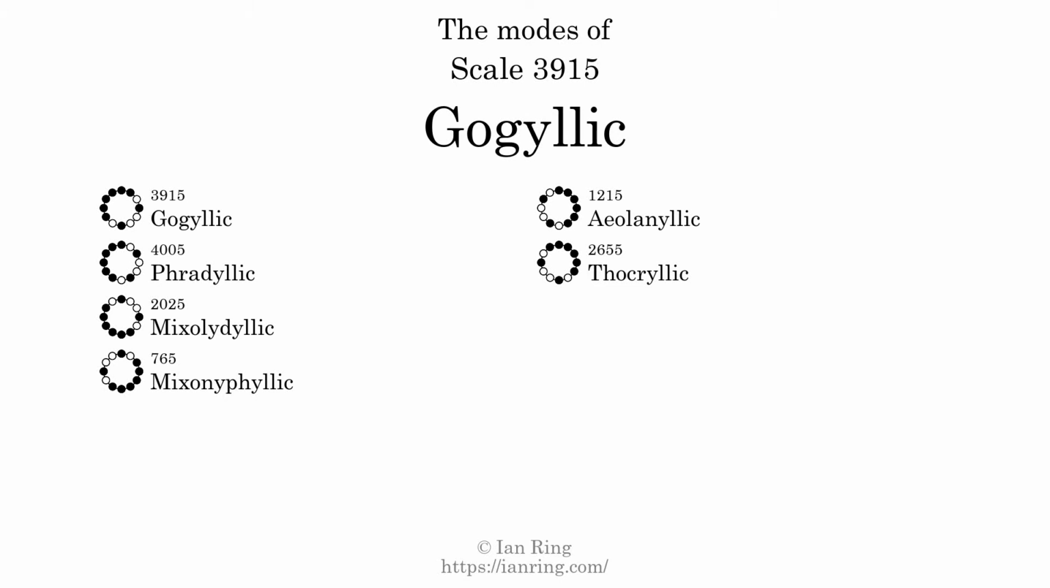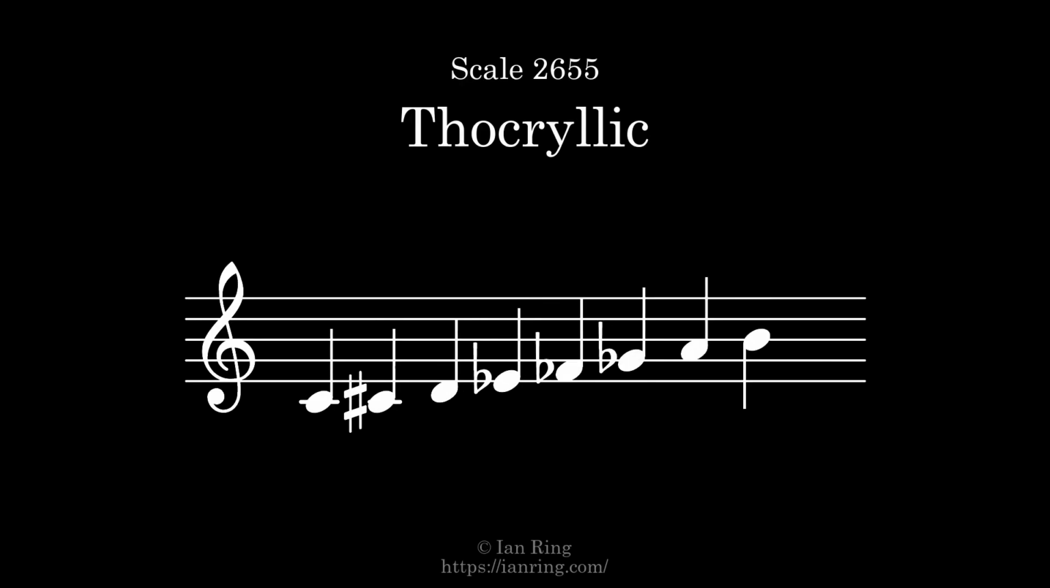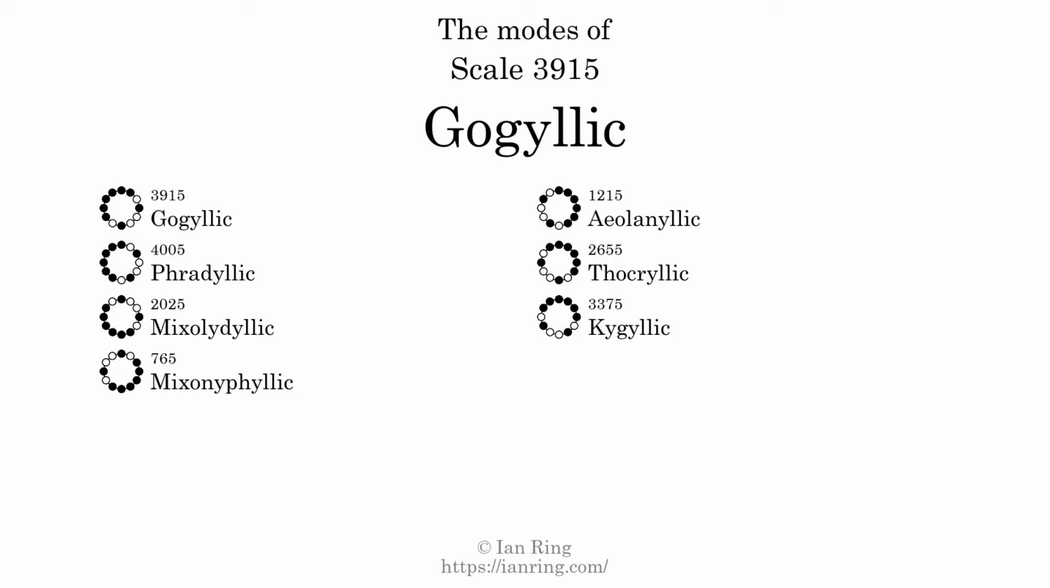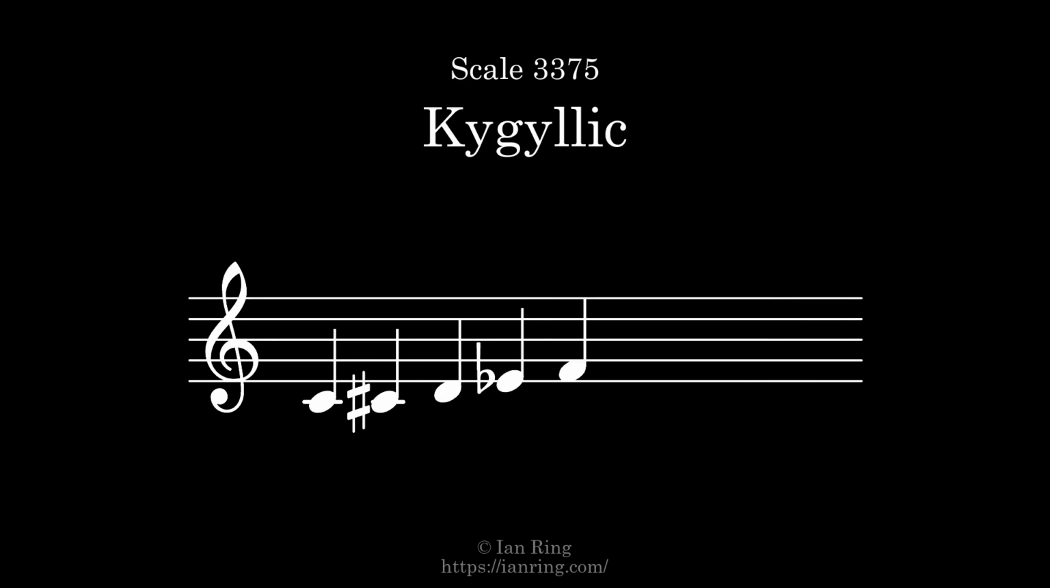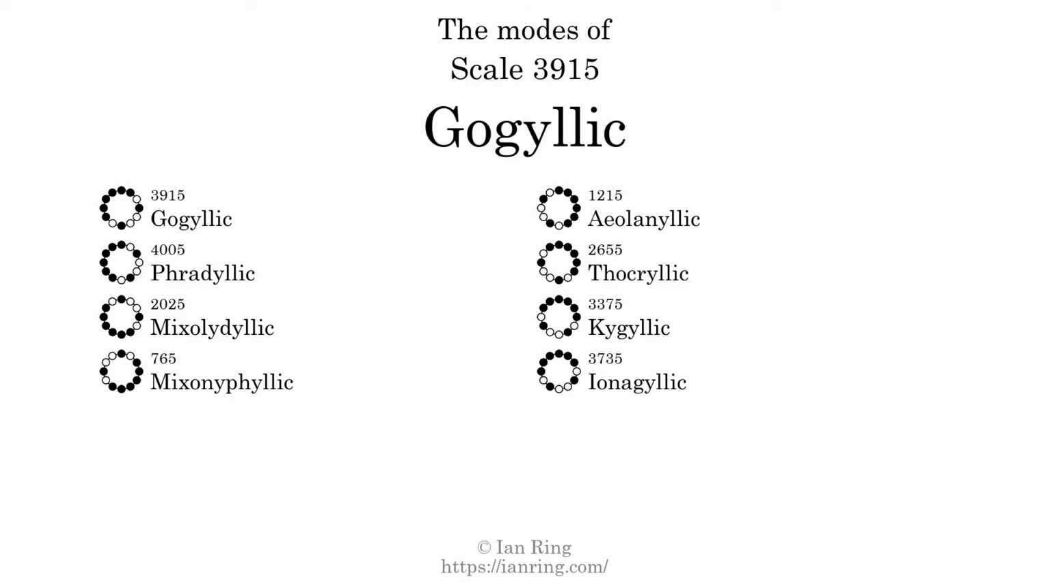The sixth mode is scale 2655, also known as the Gogyllic. It sounds like this. The seventh mode is scale 3375, also known as Gogyllic. It sounds like this. The eighth and last mode is scale 3735, also known as Einergylic. It sounds like this.